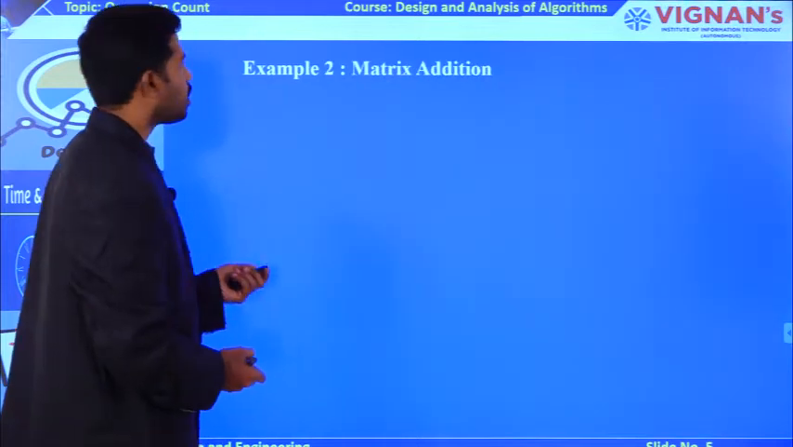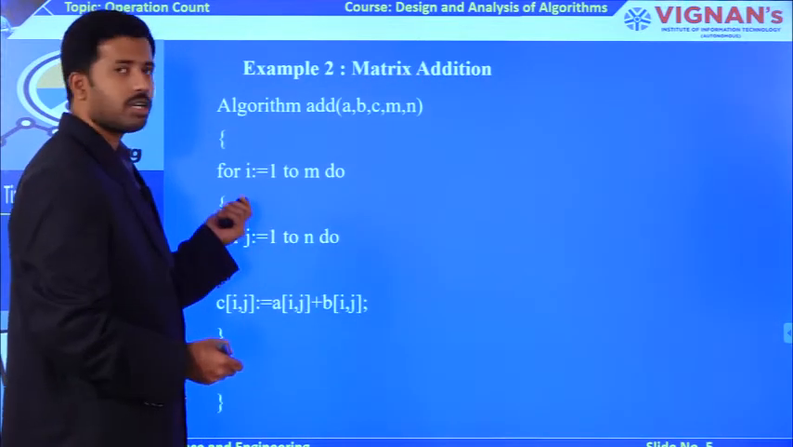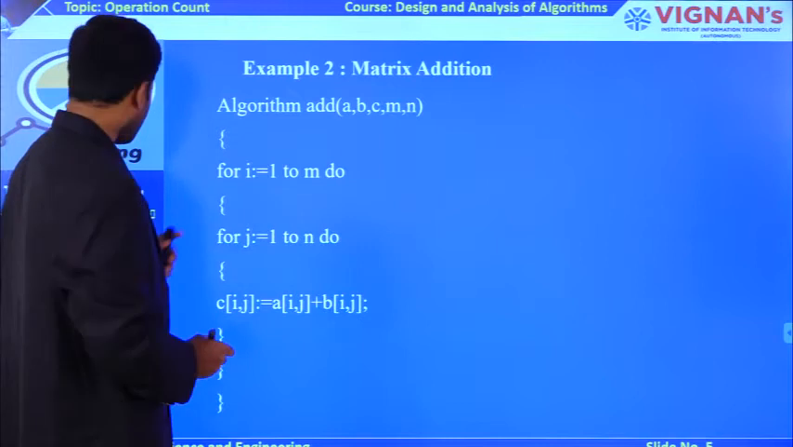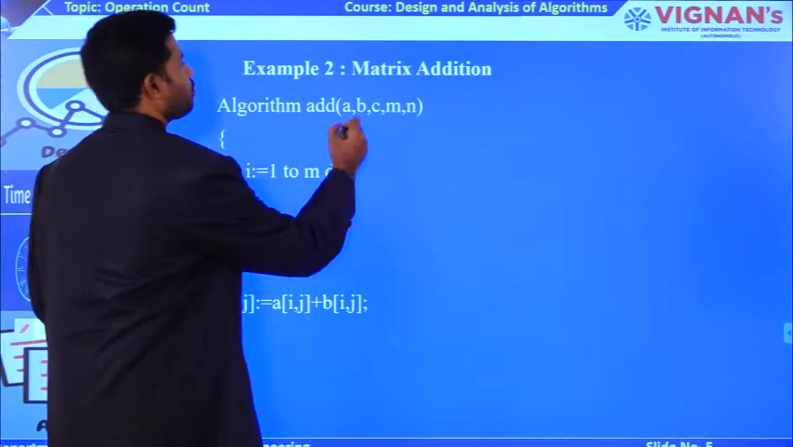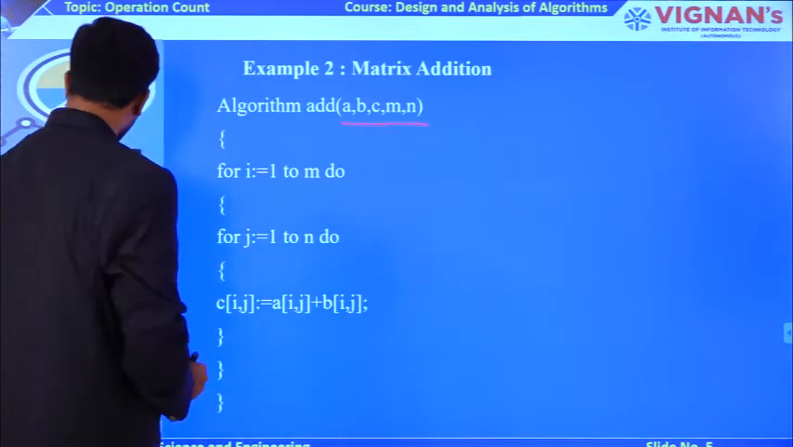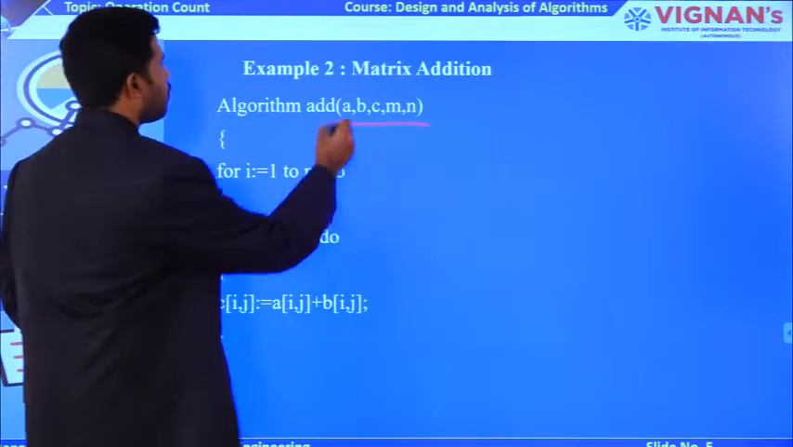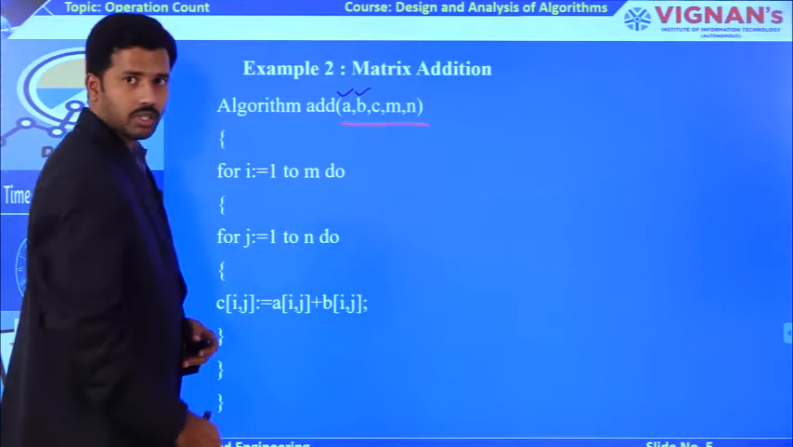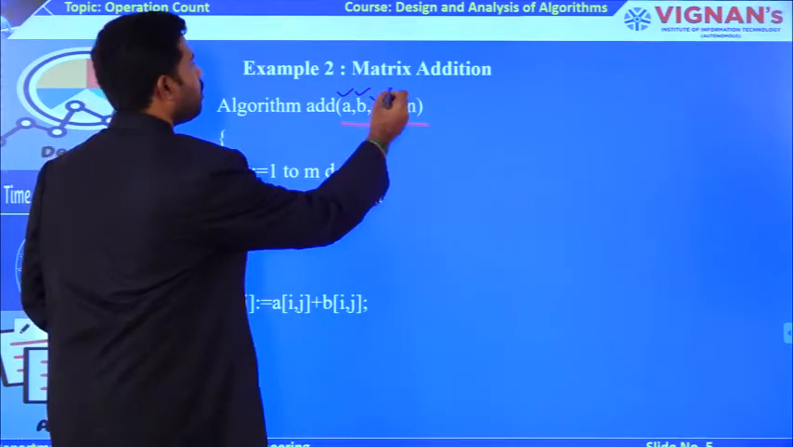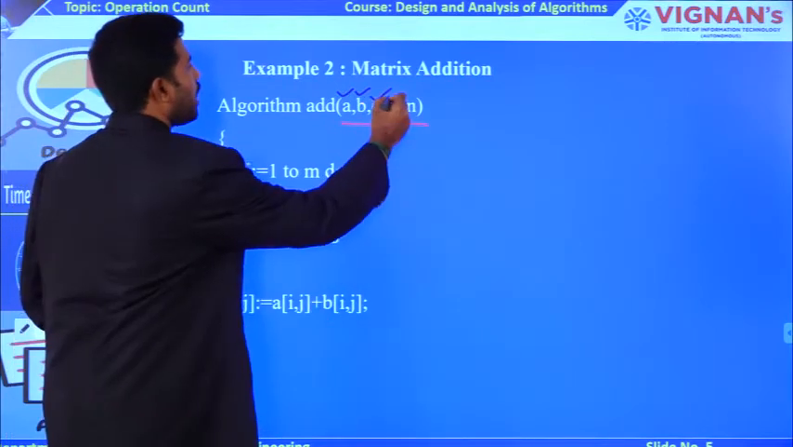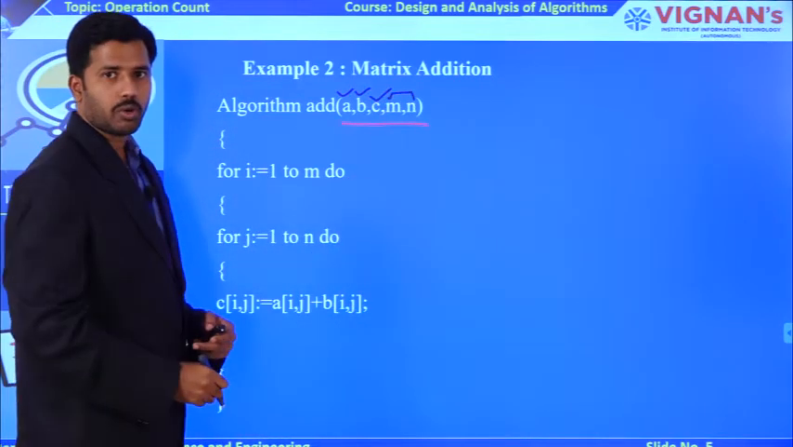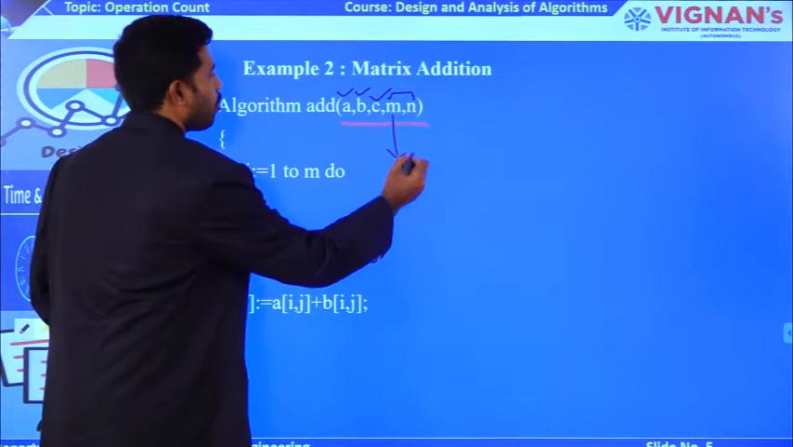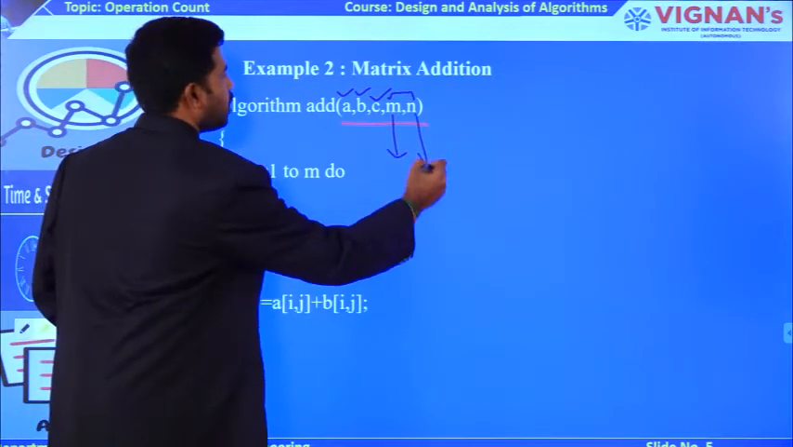Now we try to focus on the second example. You are aware of matrix addition, right? In the matrix addition, how many parameters are you taking as input? 5 parameters. The first 2 parameters are considered input arrays, and the third parameter is considered the output array, and m and n define the dimension of your input and output matrix. M defines the number of rows and n defines the number of columns.